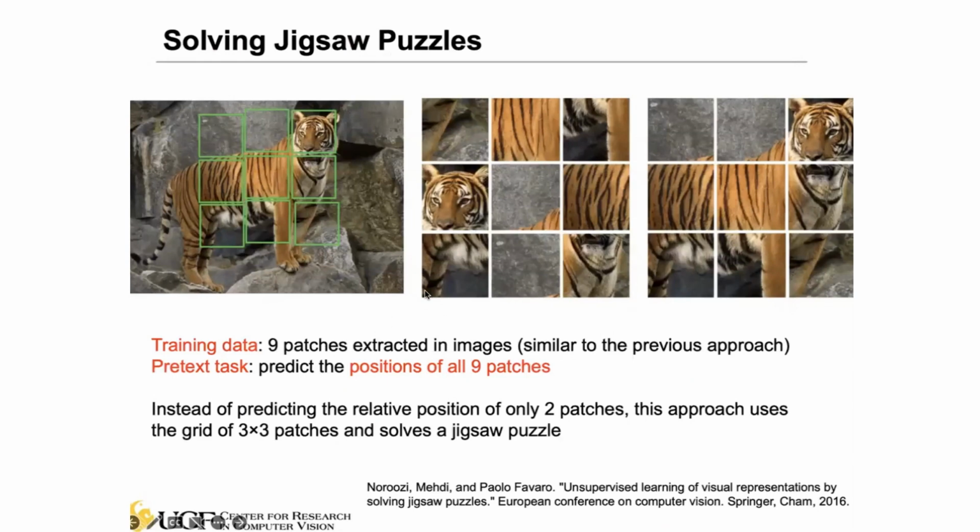The follow-up work also uses a jigsaw puzzle, but makes the task a little more complex. Instead of taking the center patch and randomly selecting one to predict the position, here you use all 9 patches and shuffle them into a puzzle. Basically you want to recover the ordering information of these patches, just like a human solving a puzzle.